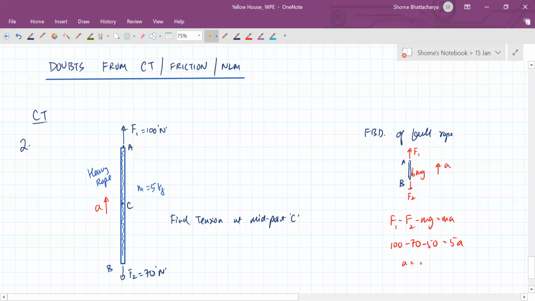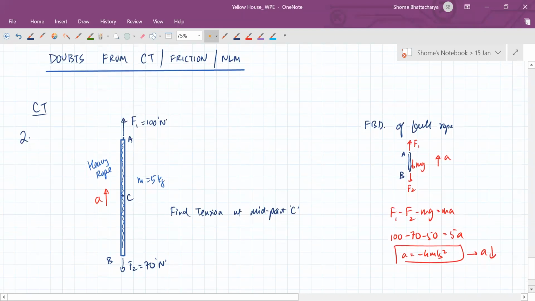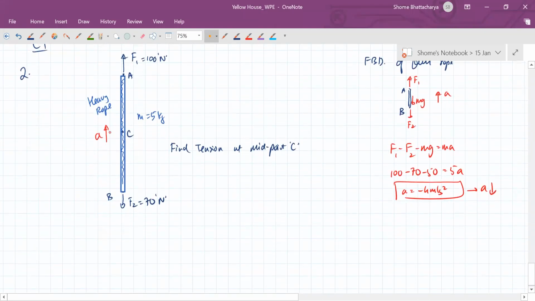Okay, so 100 minus 70 minus 50 is equal to, now interestingly, this is giving us an acceleration which is negative, minus 4 meters per second square. So minus actually means that the acceleration is downwards. Okay, so we have to change this to an acceleration which is downwards, and that downward acceleration is 4 meters per second square.